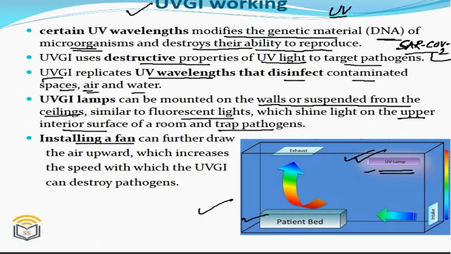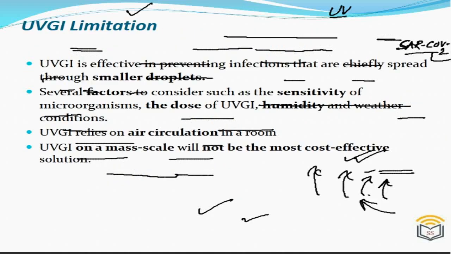Now, installing a fan can further draw air upward, which increases the speed of the UVGI functioning. Why? Because if you see, if there is an inlet from here, the air will enter the room like this, and it will be circulating. The more air is exposed to the UV lamp, the more the virus will be destroyed, or the more the room will be sterilized. So, this is how UVGI is working.